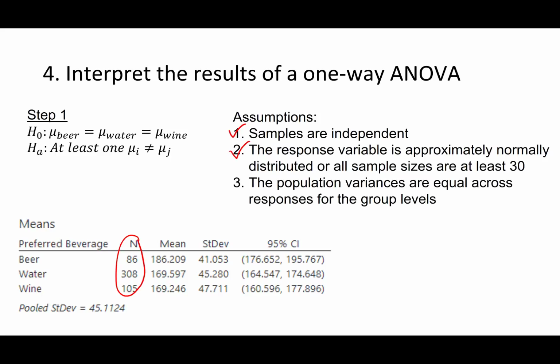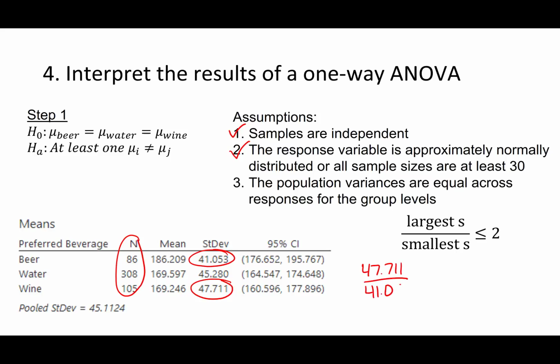Third, population variances are equal across responses for the group levels. We'll compare the largest to the smallest sample standard deviation. The largest was 47.711 and the smallest 41.053. 47.711 divided by 41.053 gives us a ratio of 1.162. This is less than 2, so this assumption has been met.